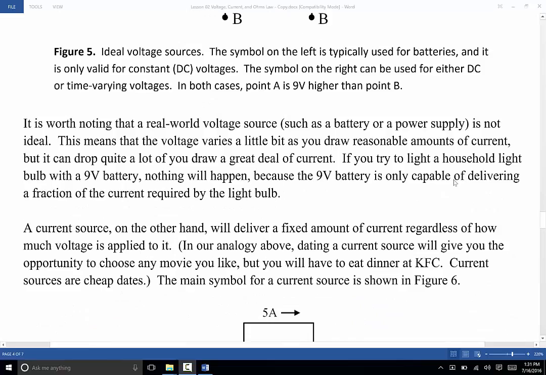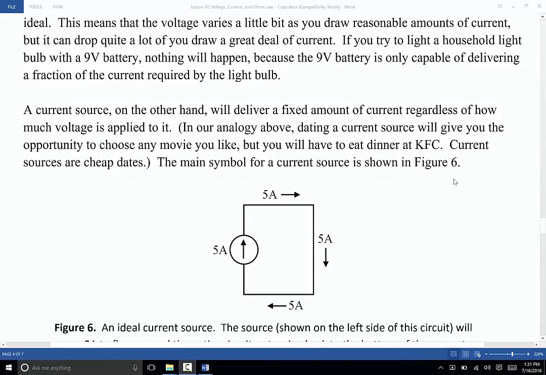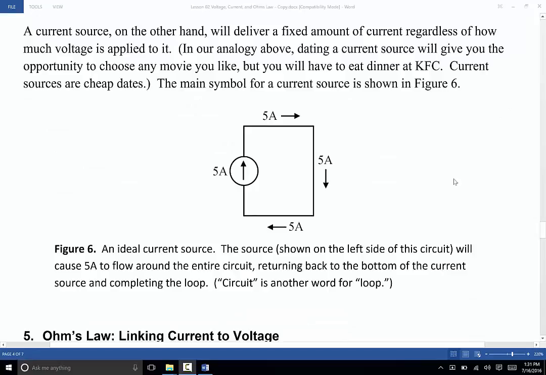The other option really is a current source. So you can see in figure 6 an ideal current source. And here, again, we don't care how much voltage is required. We're just constantly going to be pushing 5 amps of current. Now in this simple circuit, there's really just one path for that current to follow. And so it's important to recognize that 5 amps is going to follow the entire circuit and go back to the input of the 5 amp source. In this case, it would be sort of the opposite, where your date would say, you can pick any movie you want, but we absolutely have to eat at this particular restaurant.